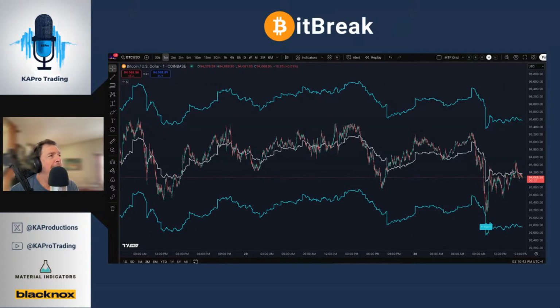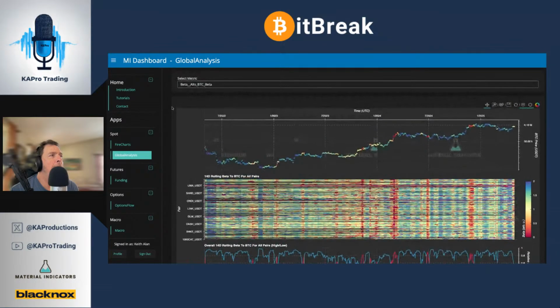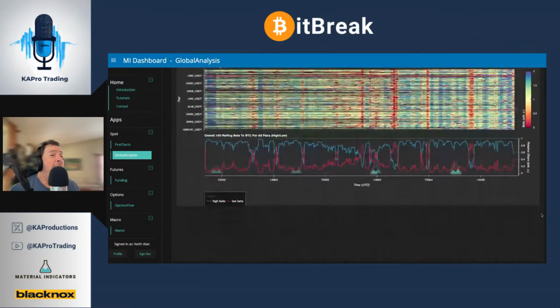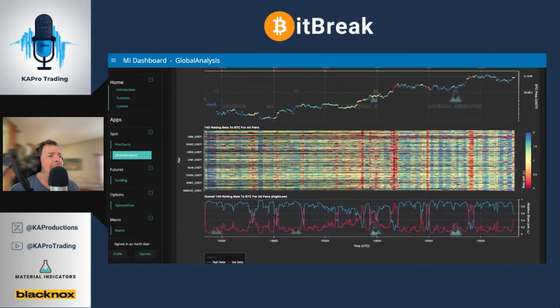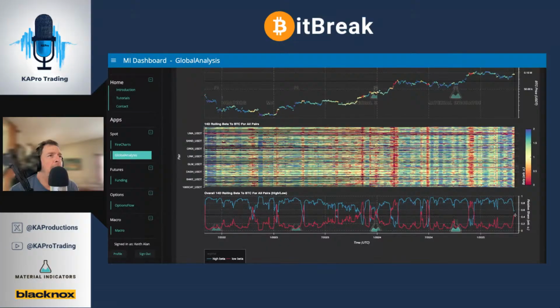In terms of, I'll show you one other that we can look at. We talked about this one this week a few times already, and things are changing here a little bit. This is part of the MI dashboard. It's one of our global analysis tools, and this one is showing us our alts to BTC beta. And at the moment, we have low beta on the rise. Okay, and historically, what that has meant is that has led us to local tops.